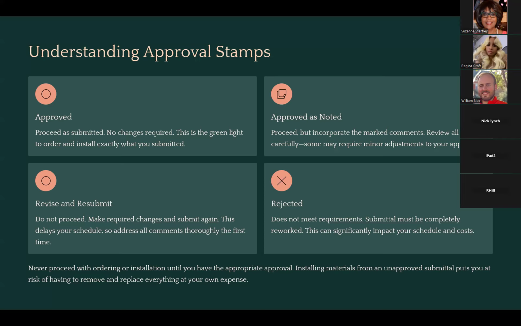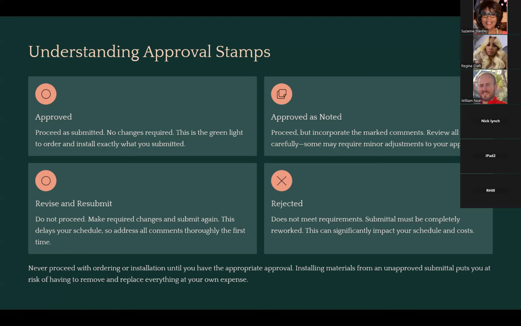The third option here is revise and resubmit. So this one means, do not proceed. There's something in your submittal that's wrong that the architect and engineer didn't like, and you've got to redo it. So that's going to delay your schedule. It could delay the overall schedule of the project. So you need to address your comments, and send it back.